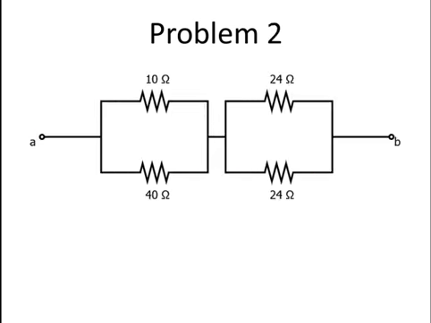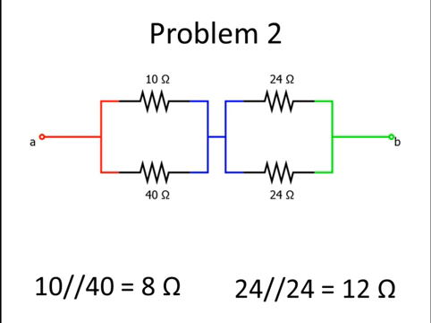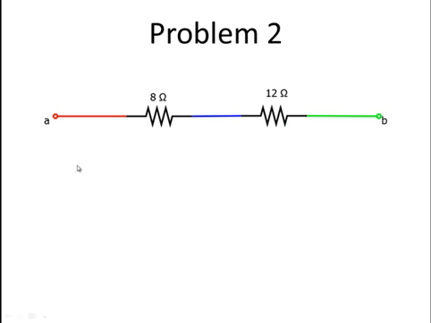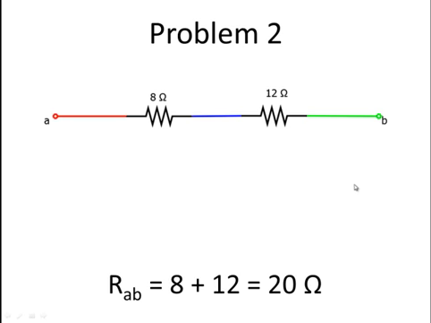Okay, in this example, we have to again look at all of our nodes first, but none of them are in series because they all branch in multiple directions. And so we will then check for parallel next, and you can see that 10 is in parallel with 40, and the 24 is in parallel with the 24, and those can be combined to make 8 and 12 respectively. And then you have a single series connection, and you have 8 plus 12 is equal to 20.